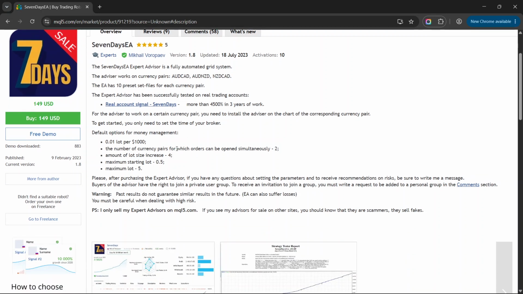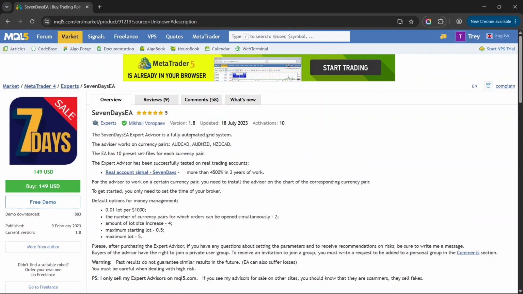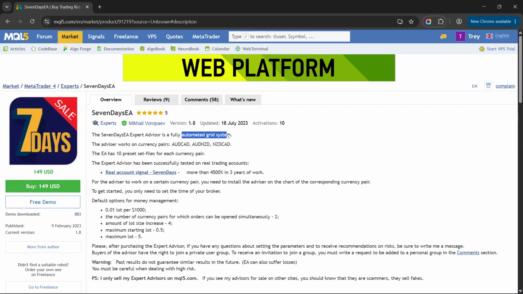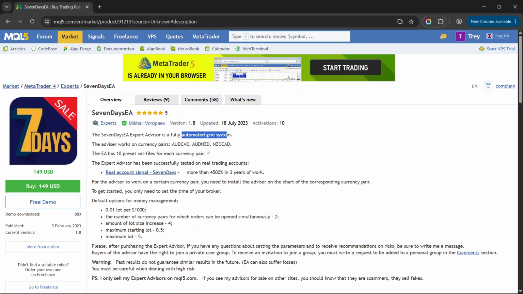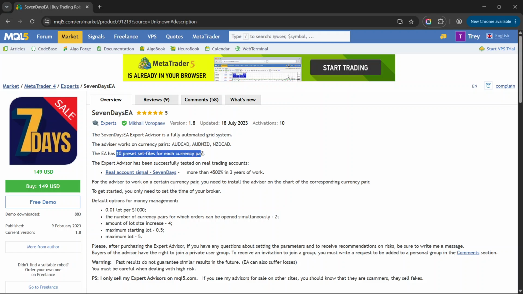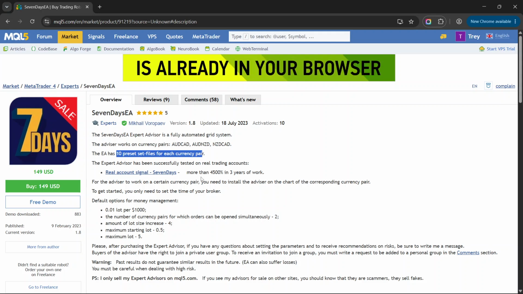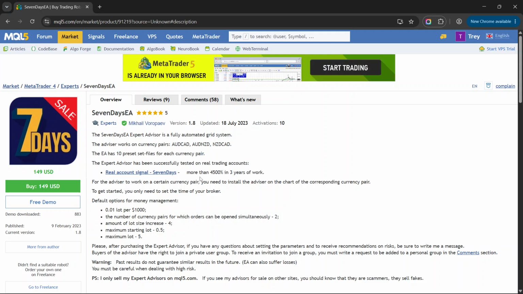Let's see what the developer actually claims on the product page. They describe it as a complete grid system that you can install on the chart of whichever pair you want to trade, and it handles everything from there. They provide 10 preset set files for each of those three pairs, so you've got options to load depending on how aggressive or conservative you want to be.